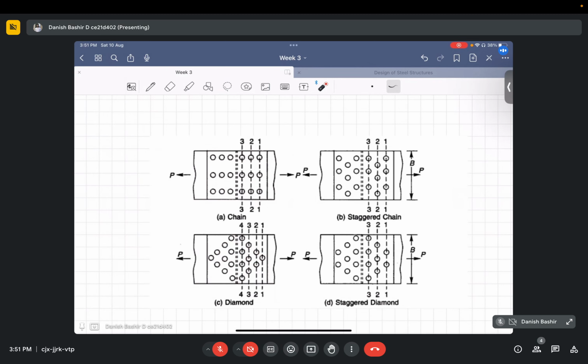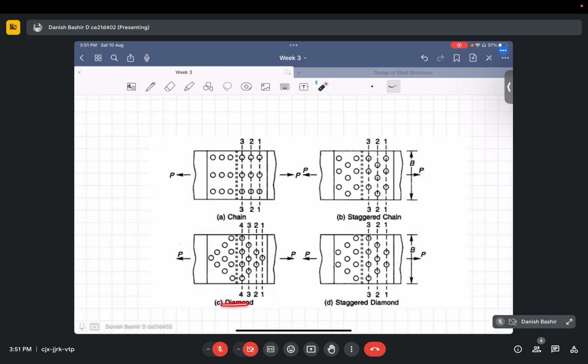Okay, and in chain riveting, if the rivets are placed in the same line like this, it is known as simple chain riveting. But if they are placed in a staggered fashion like this, it is known as staggered riveting. So this rivet is here, then there is no rivet here, skipping this, there is another rivet here. So this is staggered, okay? And in chain riveting, it is straight. So this is chain riveting, this is staggered chain riveting.